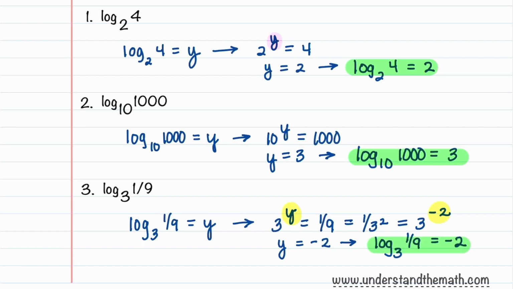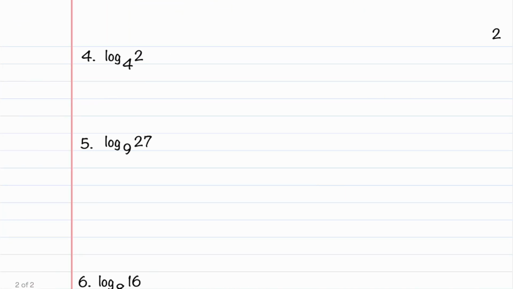Let's look at 3 more examples that are a little bit more difficult than these. To solve our fourth example, we're going to start by writing down log base 4 of 2 is equal to y. And now you're probably getting used to this. What we're going to do is convert to the exponential form. So we have 4 to the y is equal to 2.